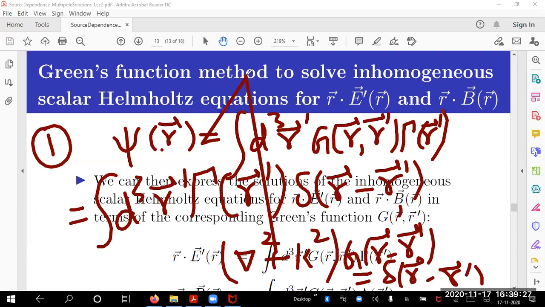I know that. Then I want to solve the inhomogeneous equation. Otherwise I cannot do it. The Green's function method is used to solve inhomogeneous equations when I know the solution of the homogeneous equation. That means I know this. The Green's function is a solution of this equation.